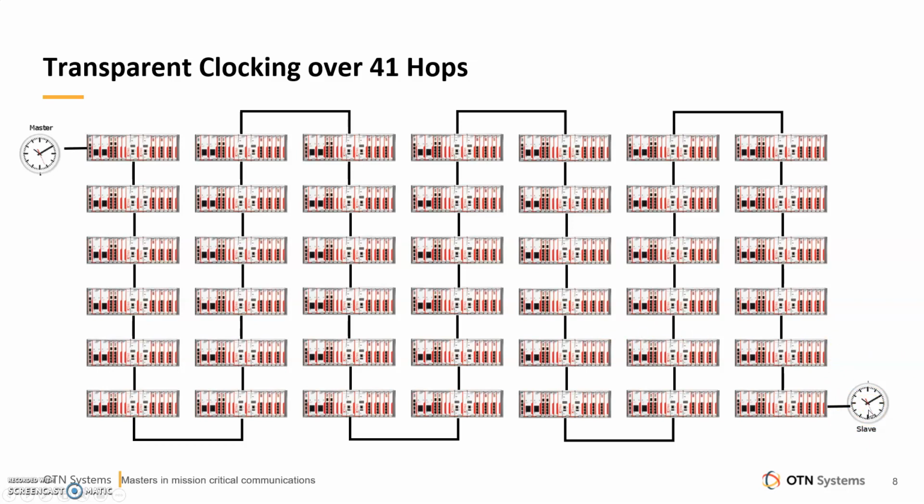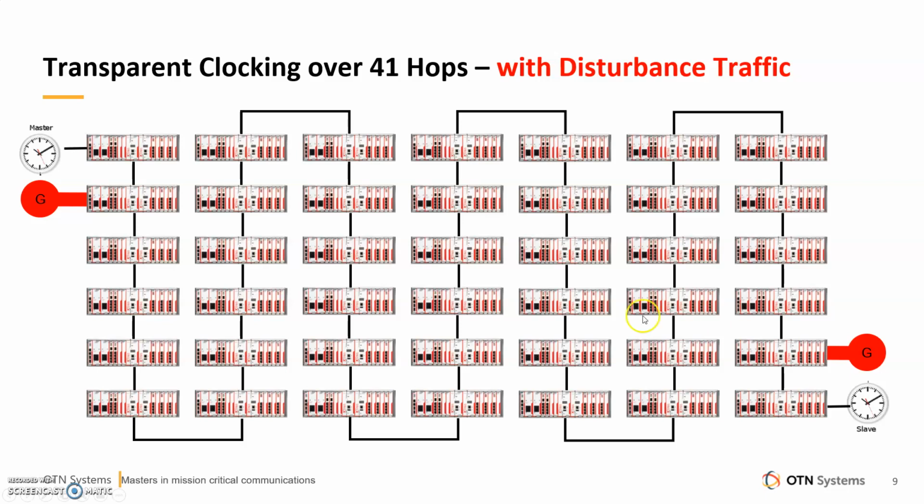Actually, what's interesting is that when I disable transparent clocking across a network like this, I could not get the slave clock to actually synchronize to the master. There was just too much packet delay variation, especially when you start adding disturbance traffic across the entire network except for the two ends.